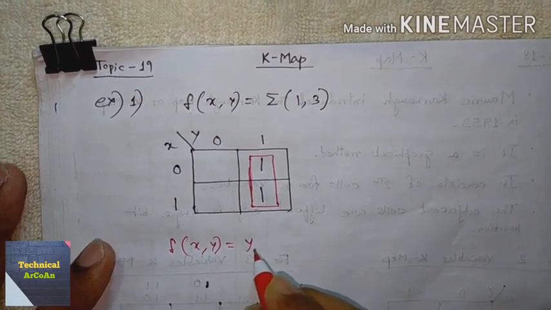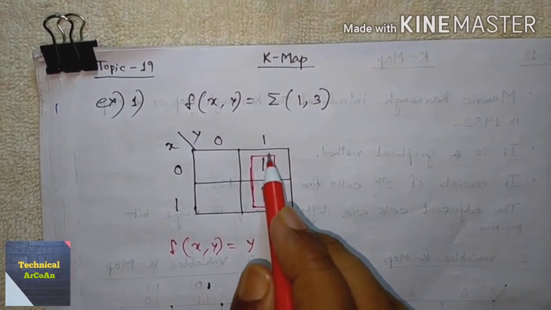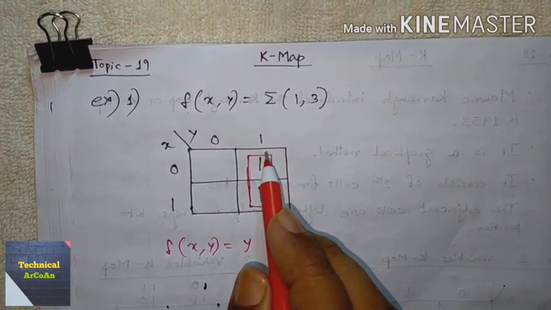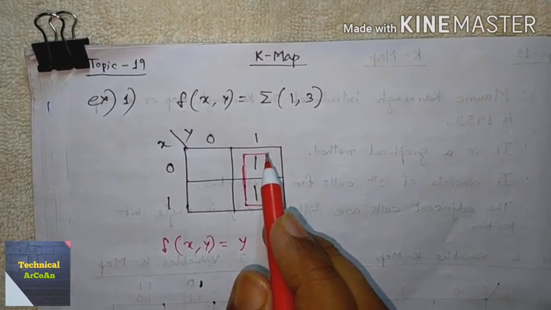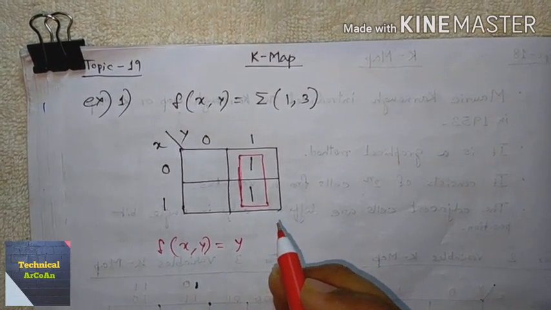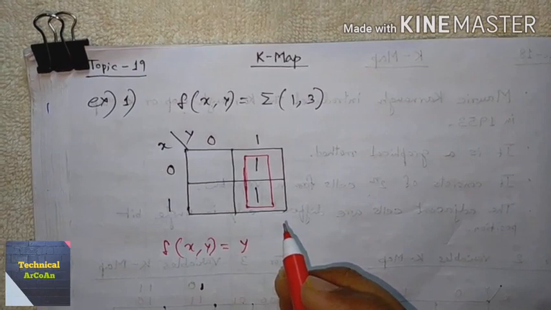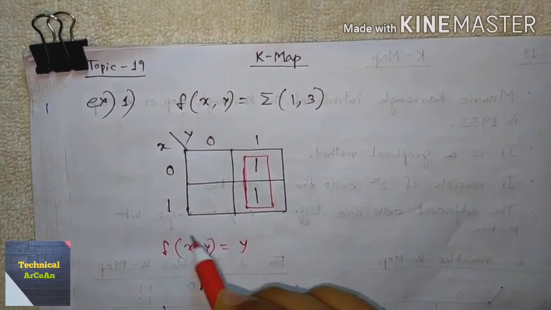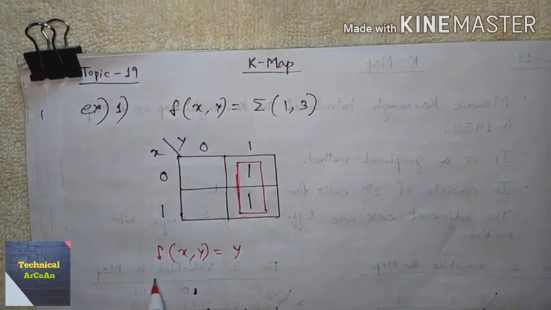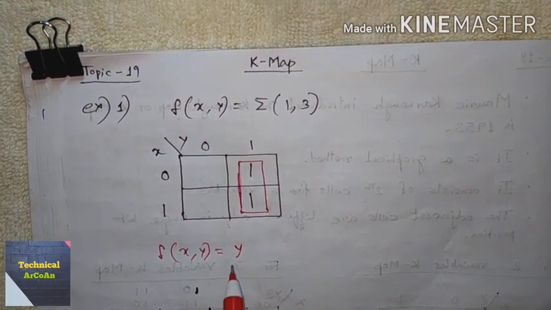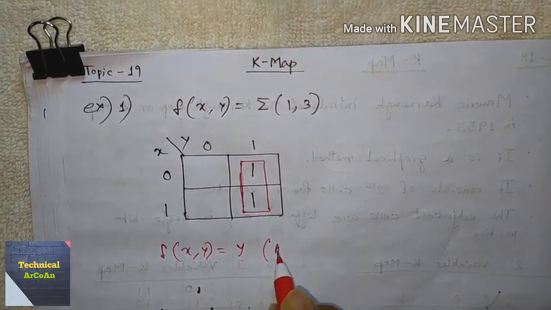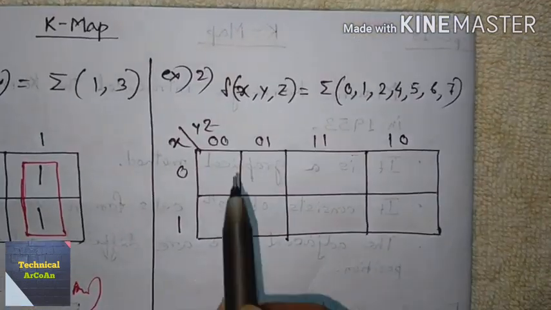Now we take only y. Why? Because for a min term, if the value is 1, then the variable will be normal. If the value is 0, then the variable will be complemented. Okay, so for this Carnot map, for this function the simplification result will be just y. Okay, now let's go for the second example.